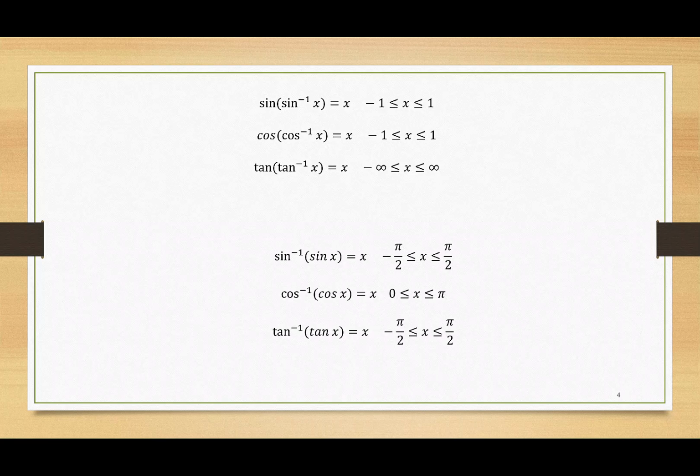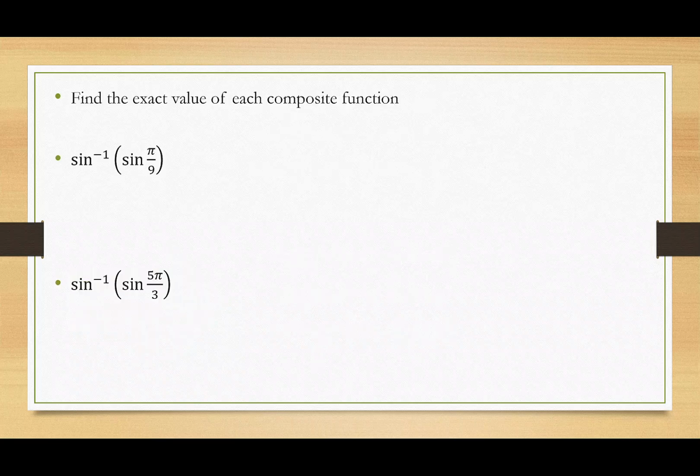Think about where we're starting. We're starting with taking the sine, cosine, or tangent of an angle. When we do that, we get a ratio, we apply the inverse function of the ratio, and we come back to an angle. So this direction of composition will always give us an angle as an answer. So let's do some practice. We're going to find exact values of each composite function.